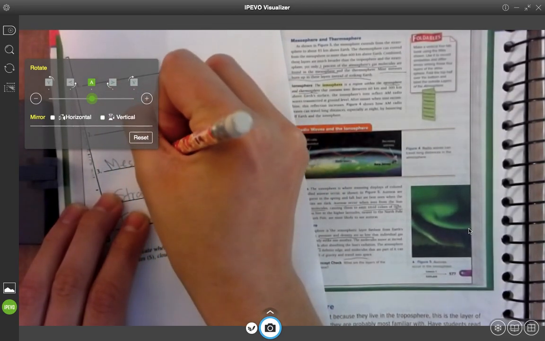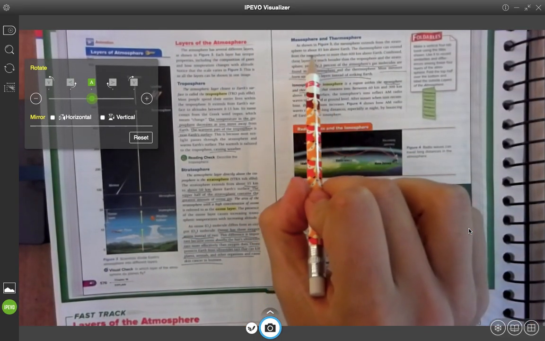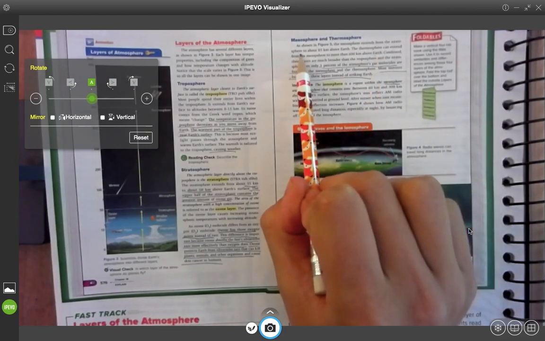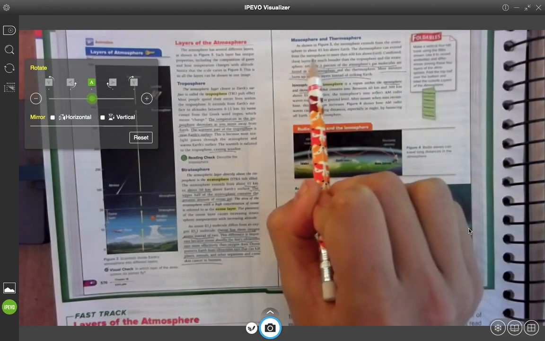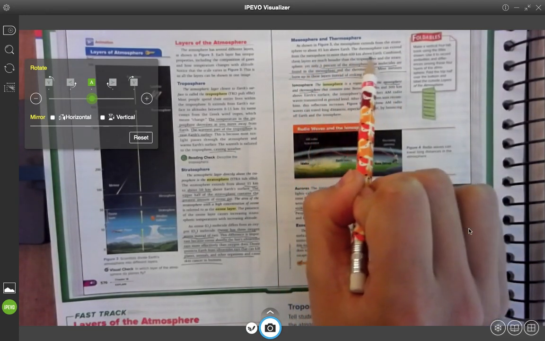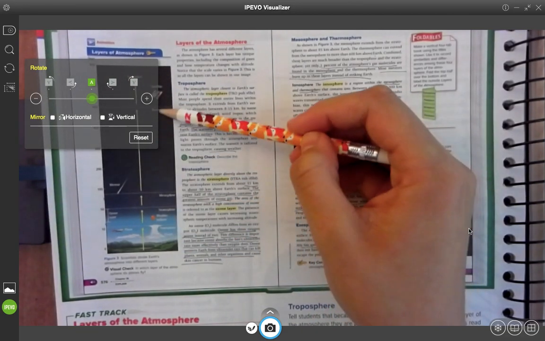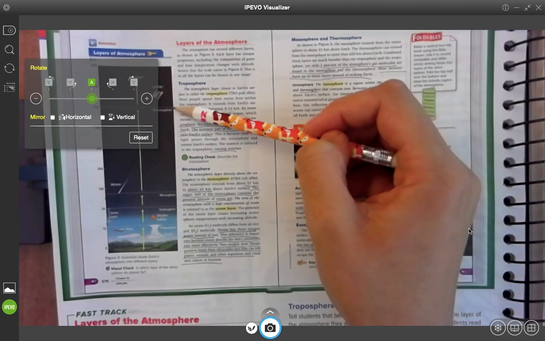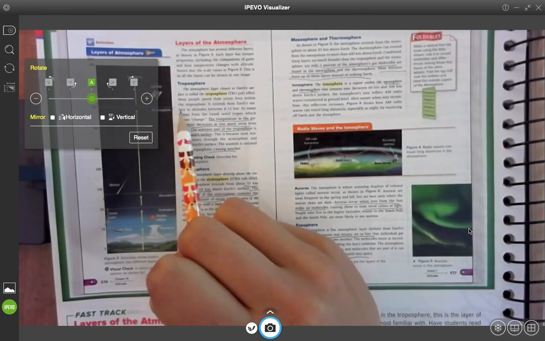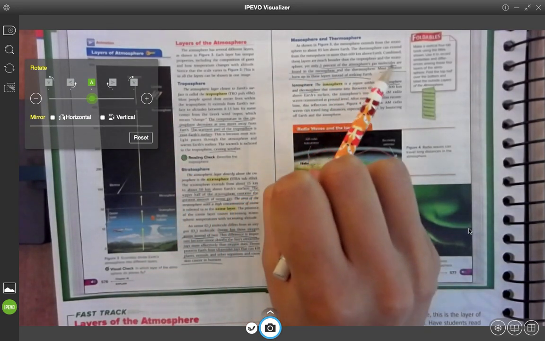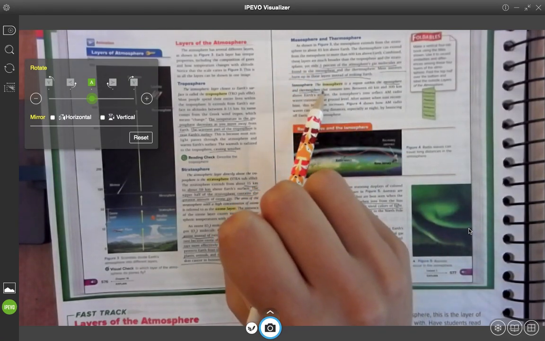Okay. Let's look at this. So it says the mesosphere extends from the stratosphere to about 85 kilometers above Earth. The thermosphere can extend from the mesosphere to more than 600 kilometers above Earth. So the thermosphere extends all the way from the mesosphere up to 600 kilometers up from Earth's surface. And it says here, let's see, we're going to look at the meteoroid.